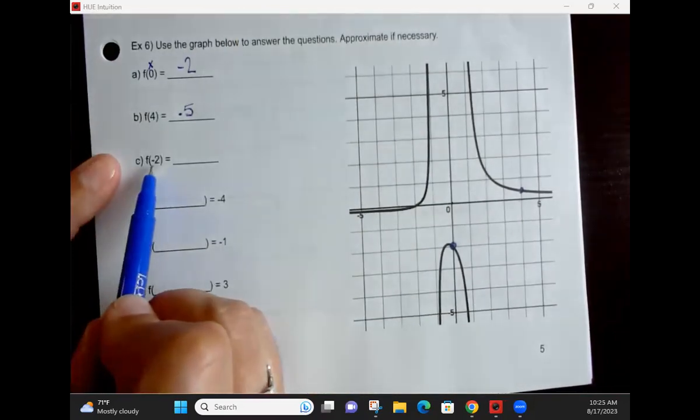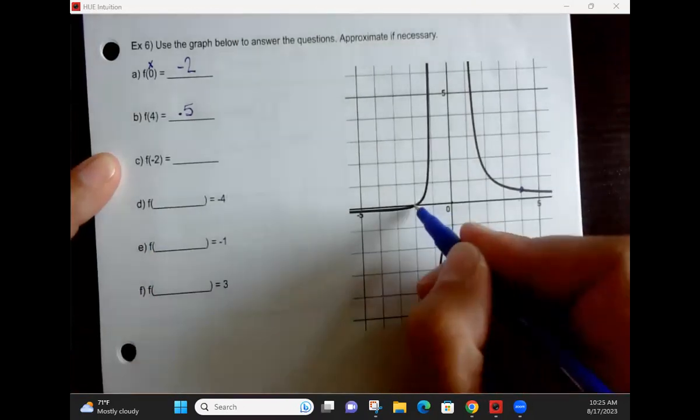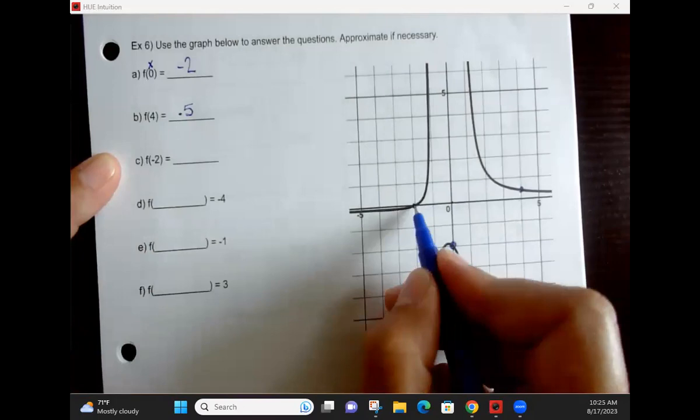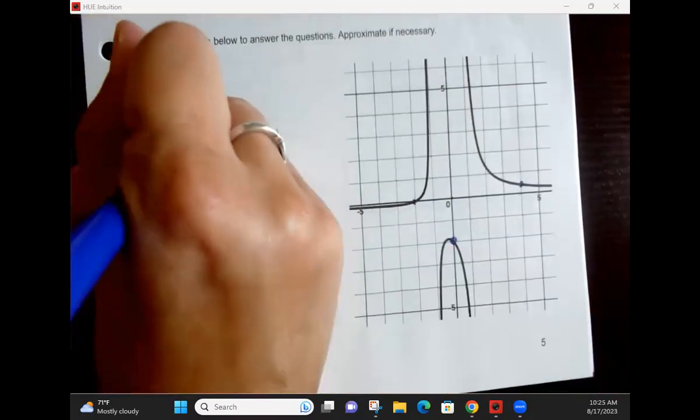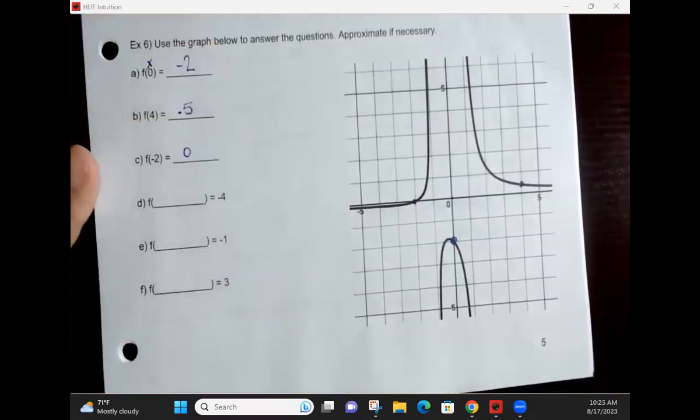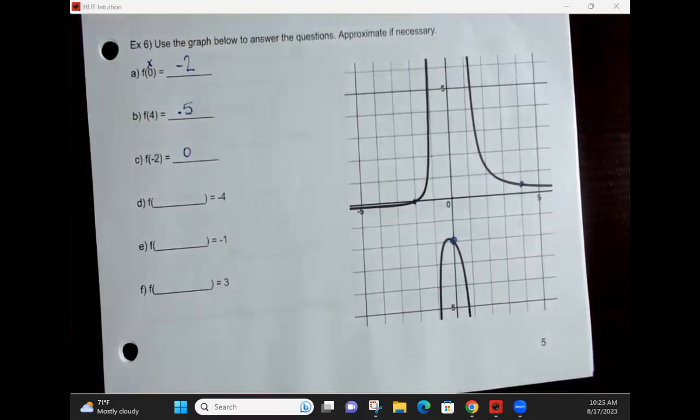And then f of -2, I'm going to go to where my x is -2, follow that to the point on my graph, and report the y. My y is 0 there. Not too bad.